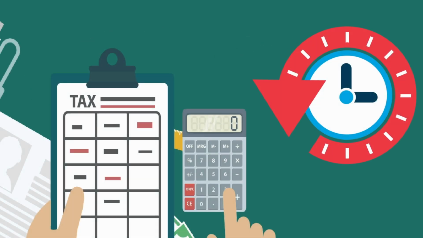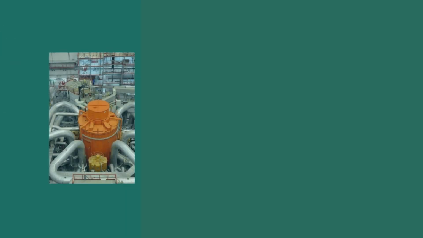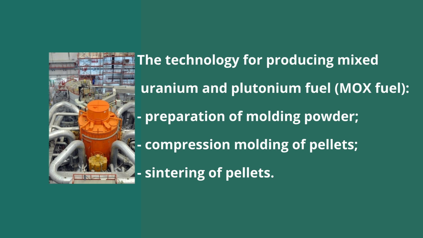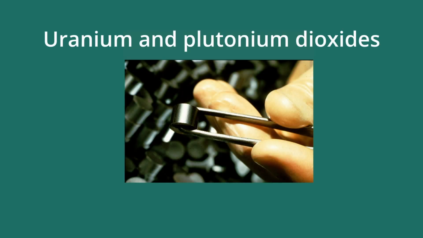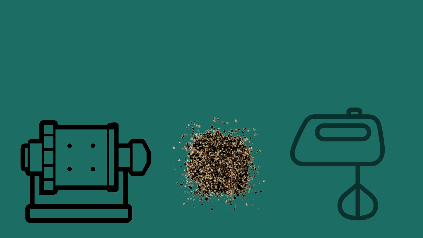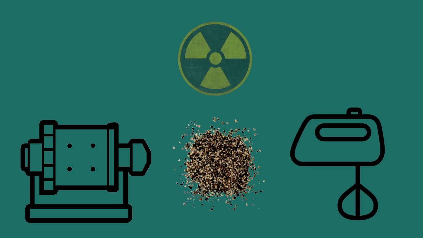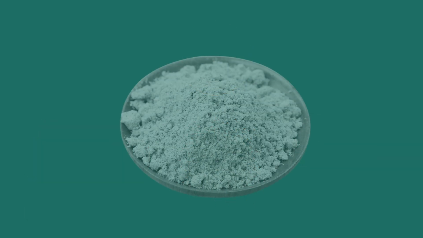The technology for producing mixed uranium and plutonium fuel, also known as mixed oxide fuel, MOX fuel, for slow-neutron reactors includes 3 stages. Preparation of molding powder. Compression molding of pellets. Sintering of pellets. If pellets are made on the basis of several constituents, for example, uranium and plutonium dioxides, the powders should be pulverized and mixed. At this stage, the operability of nuclear fuel in the reactor is ensured to a great extent, which depends on mixture homogeneity, grain density, grain size, microstructure, etc.